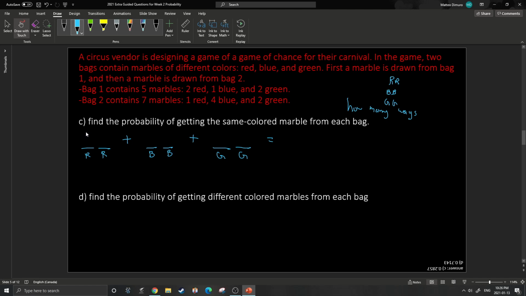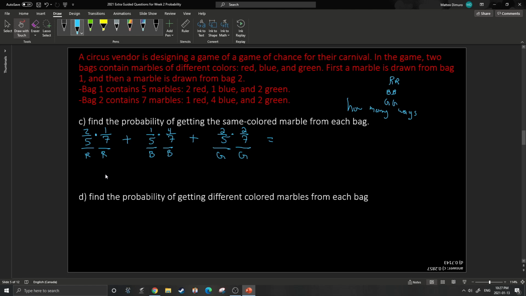So for red, red, there's 2 out of 5 for bag 1 times 1 out of 7 for bag 2. Okay, now notice how here I'm multiplying, right? Because this is the experiment. But then I'm going to add the next case, which is 1 out of 5 for the blue. And then 4 out of 7 for the blue there. Now for green, we got 2 out of 5 times 2 out of 7. Well, there you have it.